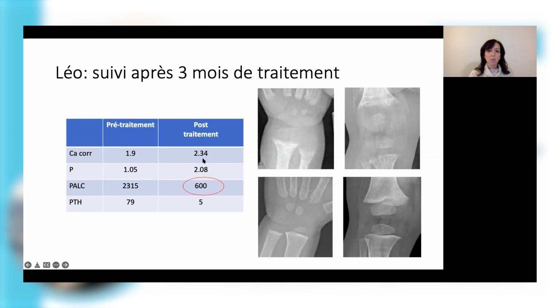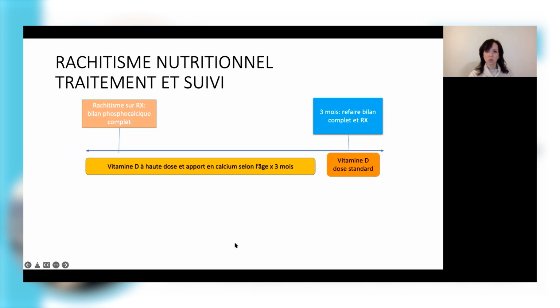So you've repeated bloods, his calcium is completely corrected, his phosphate is normal, his alk phos is not completely normal, but definitely a lot better than it was. And that's what you want. After 3 months, you don't expect everything to be normal, but you definitely expect your calcium and your phosphate to be normal. The alk phos and the PTH, as long as they're decreasing steadily, that's what you want. And that's what you expect to see if this is nutritional rickets.